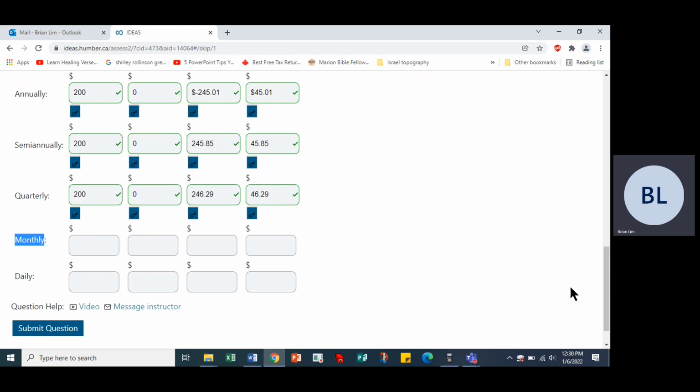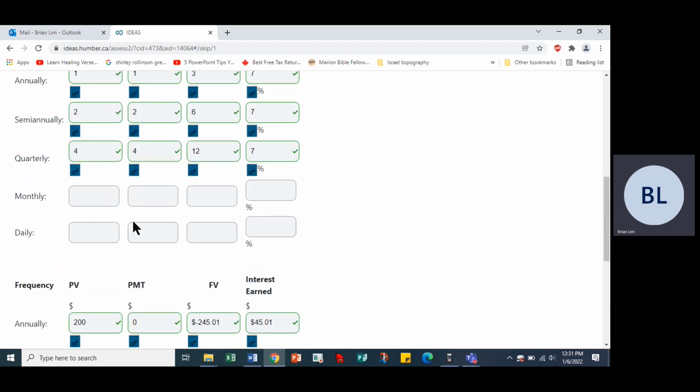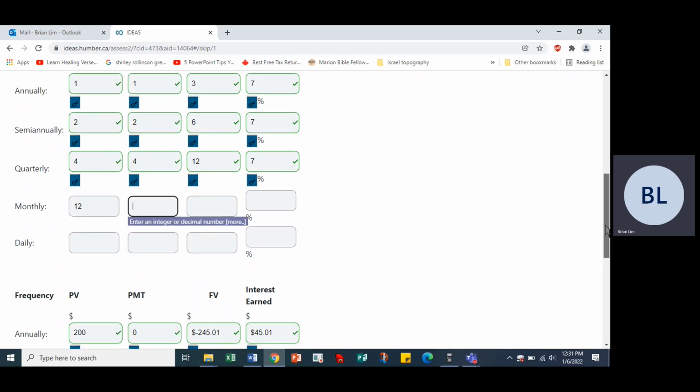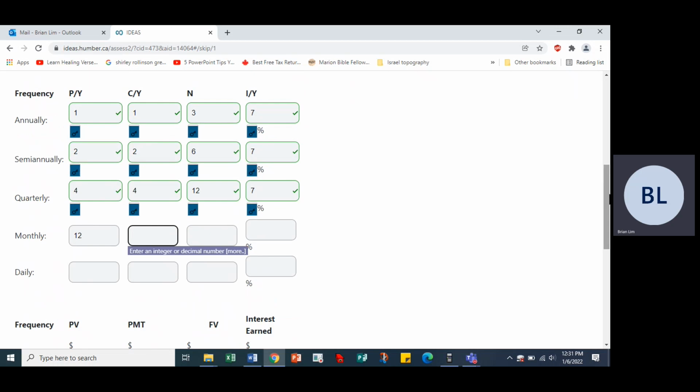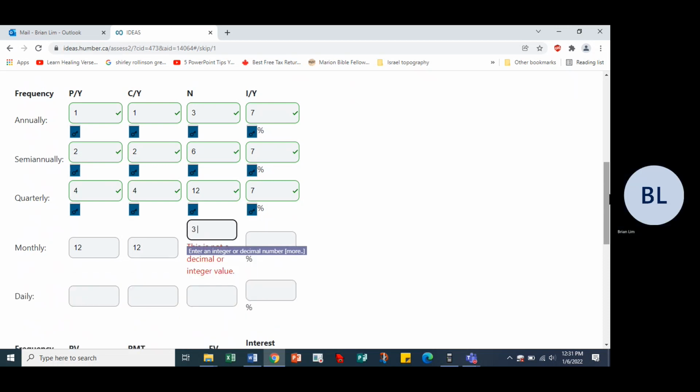All right, so we are going to monthly, and monthly you would expect the 12 months per year. So that is the column for PY, and this is the column for CY. Okay, so that is what will happen. Now this will get what? 3 times how much? 3 times 12. All right, and that would give us a value of 36, but you cannot enter values like that. It has to be one value.